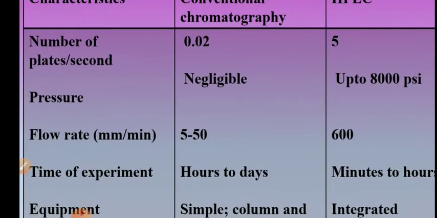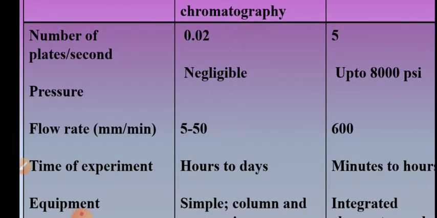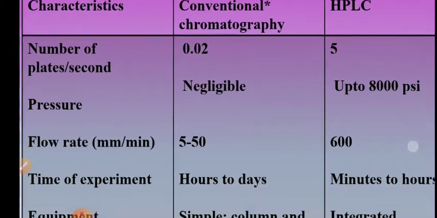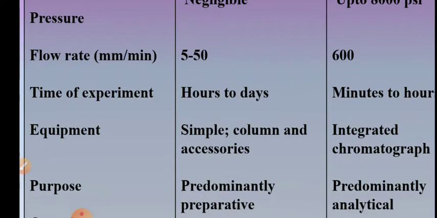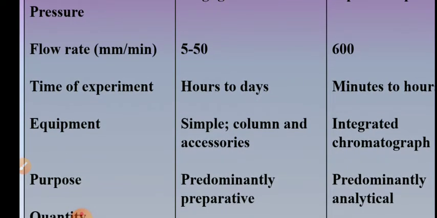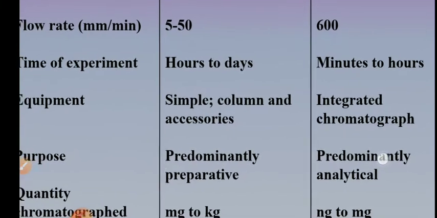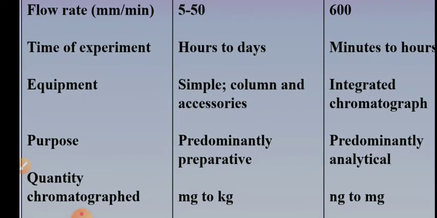The pressure in conventional chromatography is negligible. In case of HPLC, the pressure is up to 8,000 pounds per square inch. The flow rate in conventional chromatography is 5 to 50 millilitres per minute, while in HPLC the flow rate is very high, 600 millilitres per minute. As for the time of the experiment, conventional chromatography requires hours to days, and in case of HPLC, it is finished in less time, that is, minutes to hours.